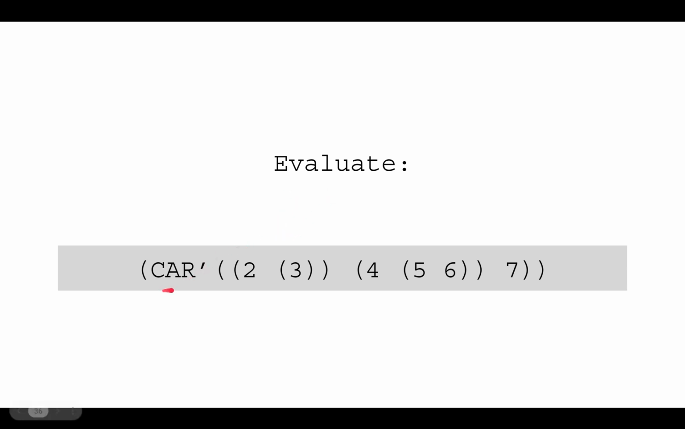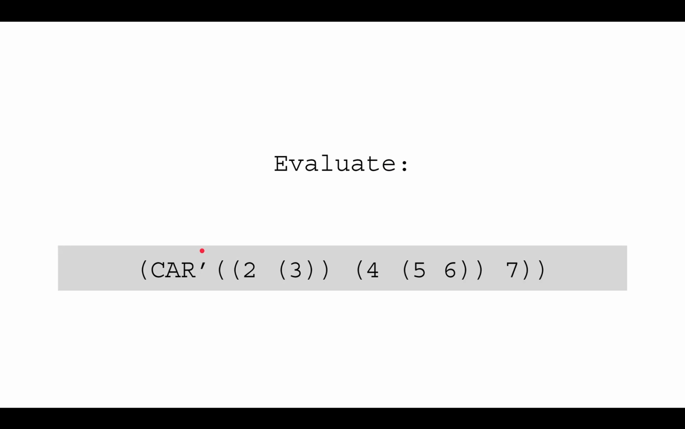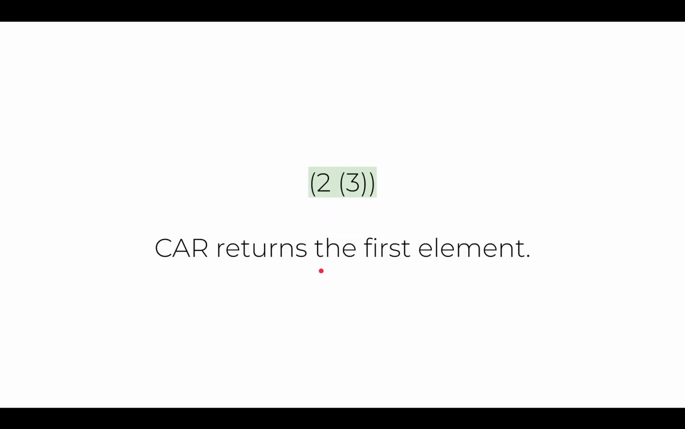So first you want to evaluate this. Well, we know that car simply returns the first element. So here we're going to see this list here, and the first element of this list is this list right here, 2, and then 3, which itself is in a list, so that's the answer.